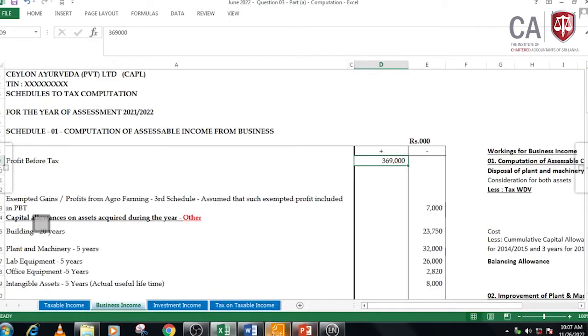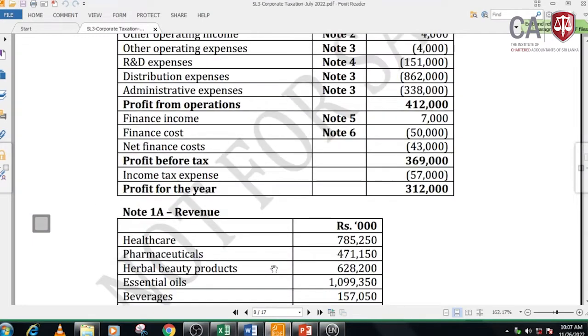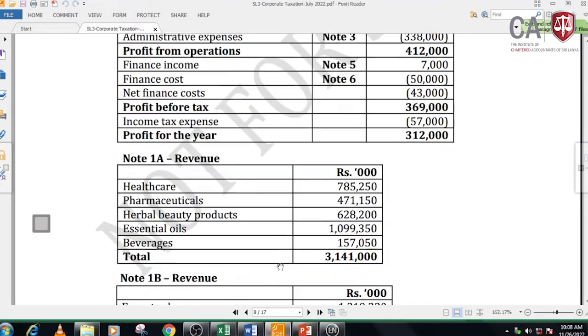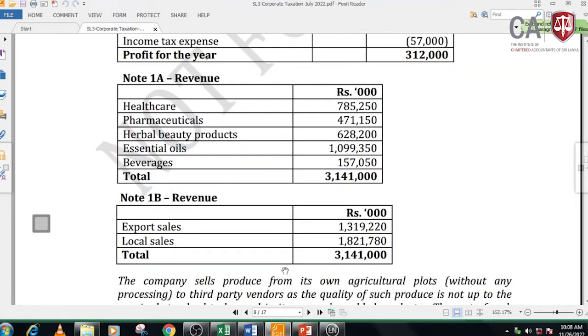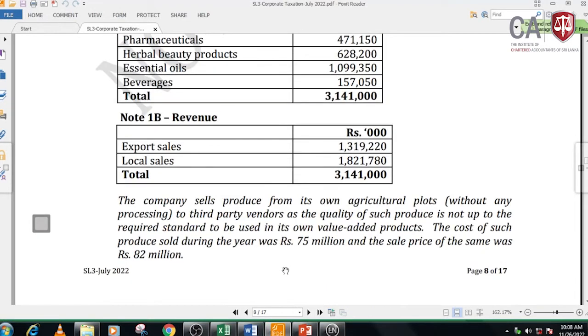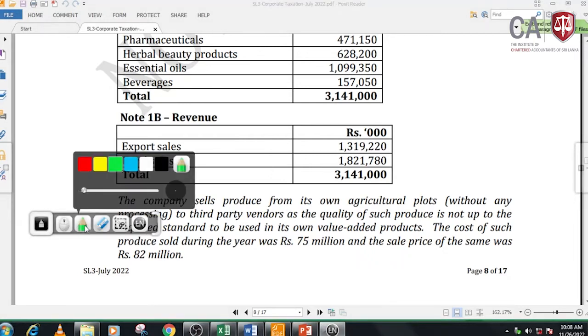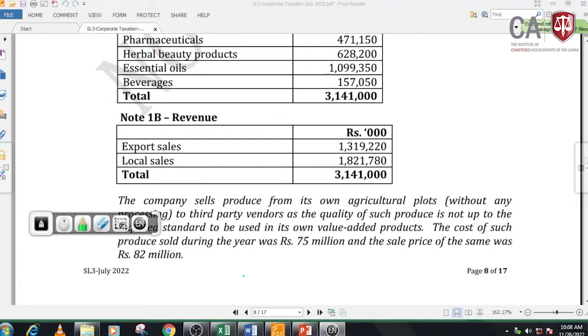Now let me come step by step for this discussion. Then it has given the revenue breakup in each product wise and the revenue breakup in the export and local sales. Now let me come to what's the paragraph under this note 1B revenue. The company sells produce from its own agricultural plots without any processing. Now what it has given? Very clearly given, company sells. Company is not using their agricultural produce in their business. Then its own agricultural plot without any processing to whom?